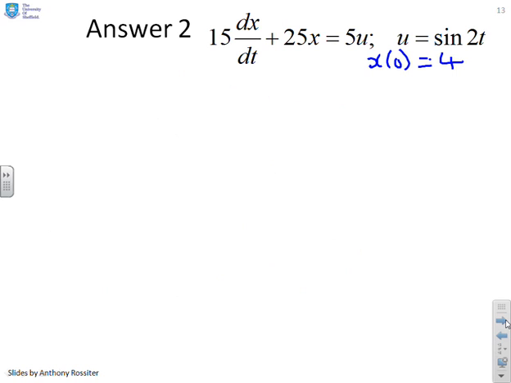So for this one, we've got a slightly nasty looking input. u is a sinusoid, but that's quite common. You might want to do frequency response. We've got an initial condition of 4, just to be awkward. So how might we go about solving this one?